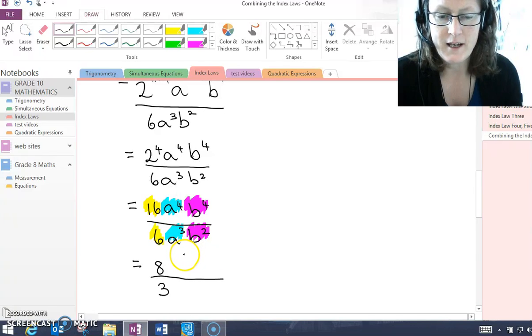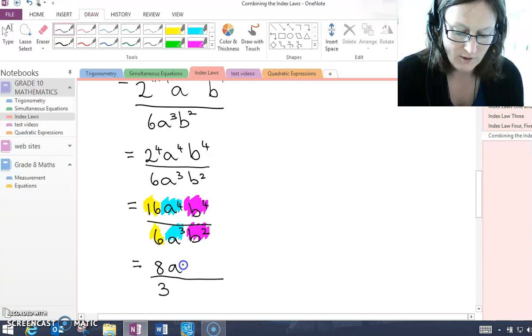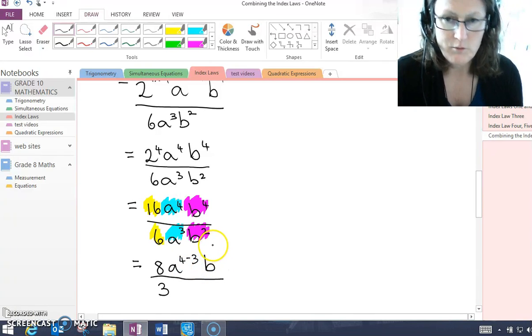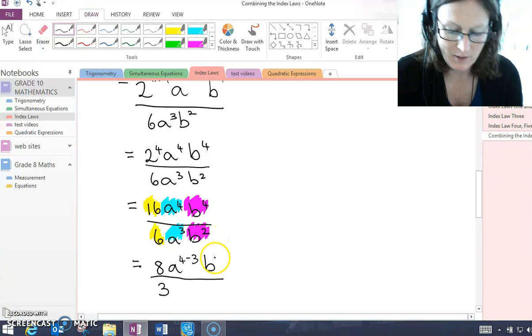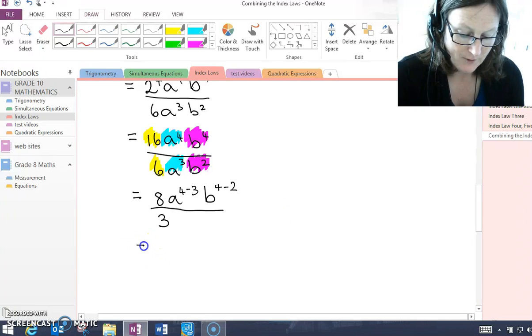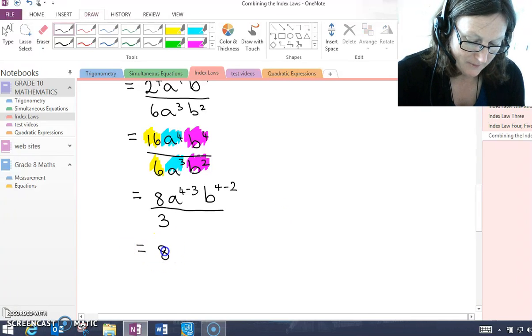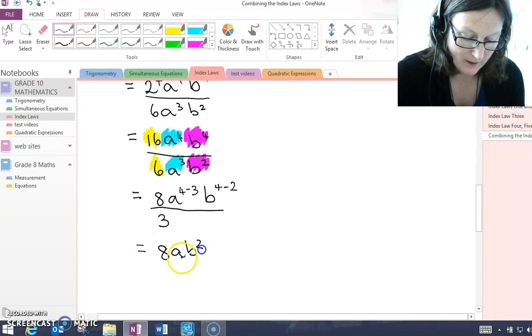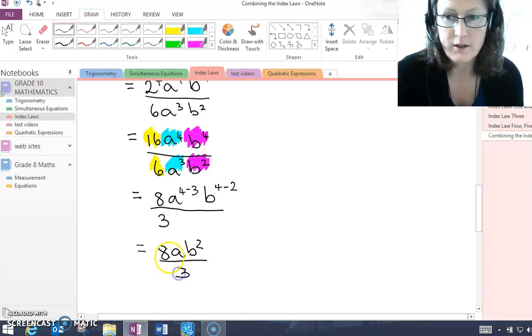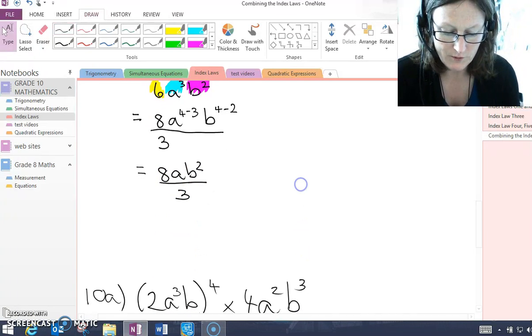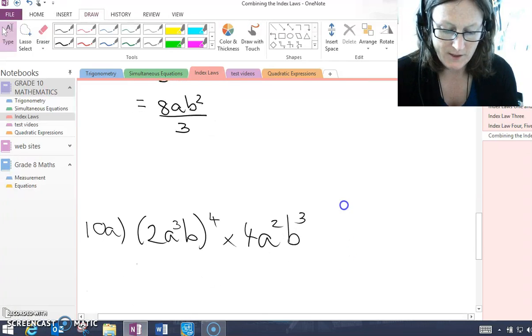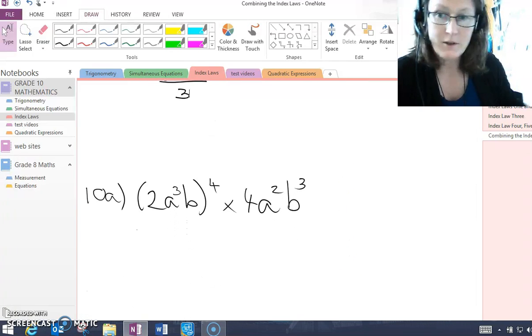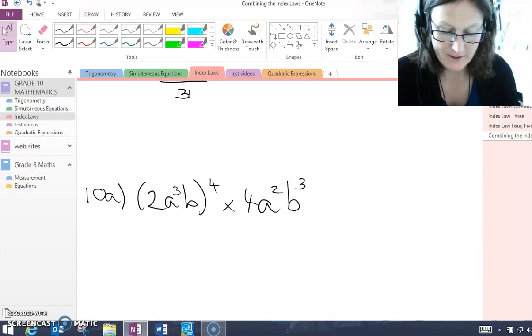With the a's, it's a to the power of 4 divided by a to the power of 3, index law 2, says we subtract those indices. And it's b to the power of 4 divided by b to the power of 2, index law 2, subtract the indices. So we have 8ab squared over 3. So we've combined quite a few of the laws that we know to look at that worked example. Now our next worked example, it's listed here.